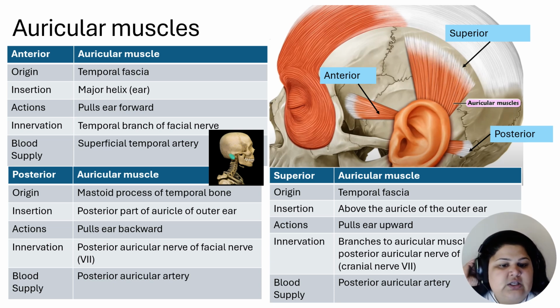All right, so this little process that you can see here in blue, that's the mastoid process. The posterior auricular muscle, right? So there are 3 auricular muscles. One is anterior, as you can see right here. One superior. Up is superior. Posterior is back. Anterior is front. So origin, mastoid process of temporal bone, insertion, posterior part of auricle of outer ear, actions, pulls ear backward. The posterior will pull backward, the anterior will pull it forward, right? Innervation is posterior auricular nerve of the facial nerve. For anterior, it is temporal branch of facial nerve. Blood supply is posterior auricular artery.